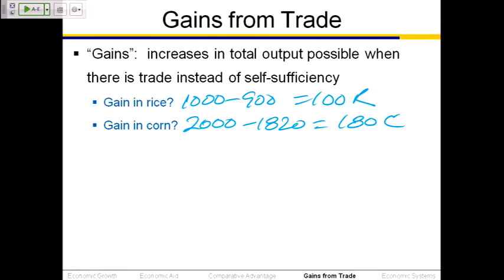We cannot combine those two numbers because rice and corn are different things. We can't add apples and oranges. We can't add rice and corn. We can't add bombs and cups of coffee. There's 100 more units of rice and 180 more units of corn.